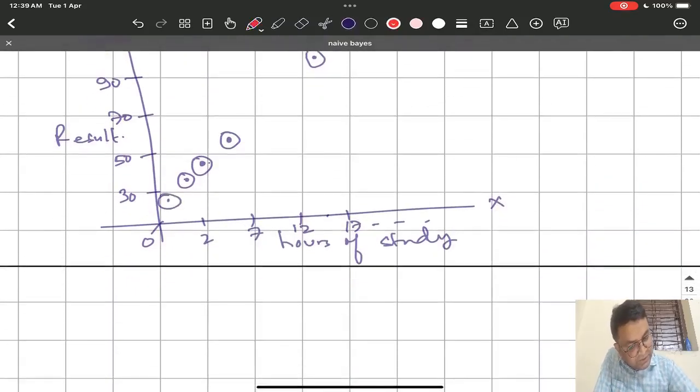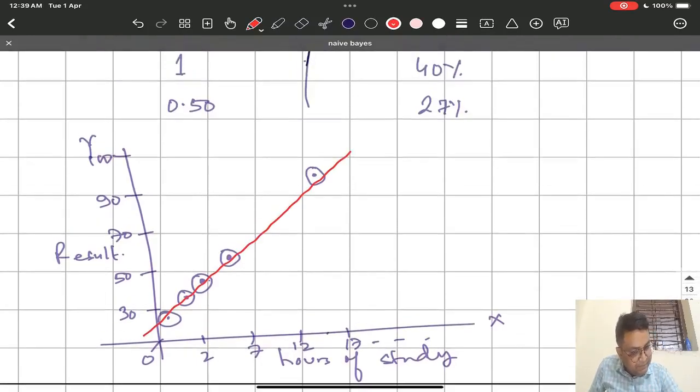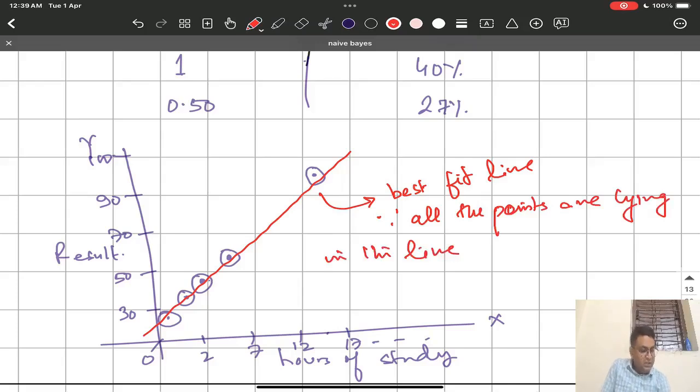Now we can draw a straight line like this. Hope you are understanding. Yeah, these things we have done in class 10. Can you see this? So this is a line and this is a best fit line. Best fit line. Why? Because all the points are lying in the line. Everything is on the line. Therefore, this is the best fit line.